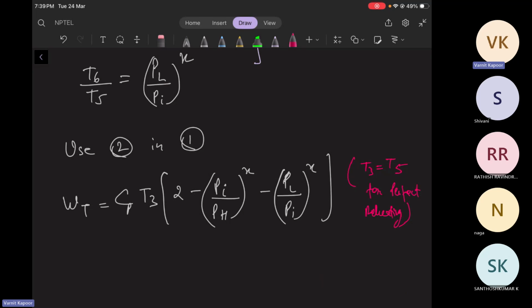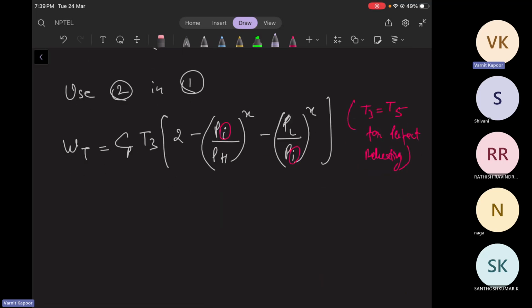So if you want to find the maximum of any value, you need to differentiate it. And what is the variable here? T3 is constant, P lower is a constant value, P higher is a constant value. Only the variable value is P intermediate. P intermediate can change, so you differentiate with respect to P intermediate.